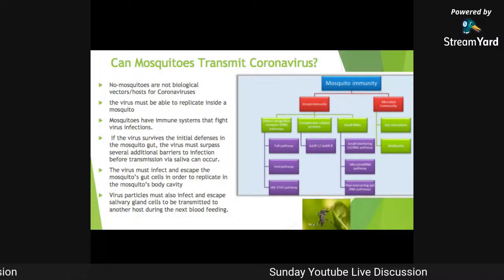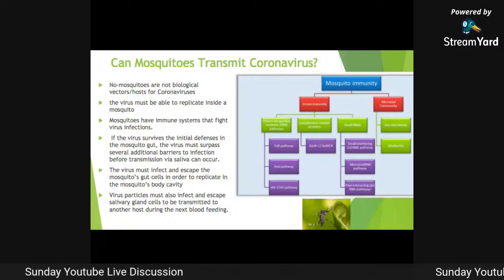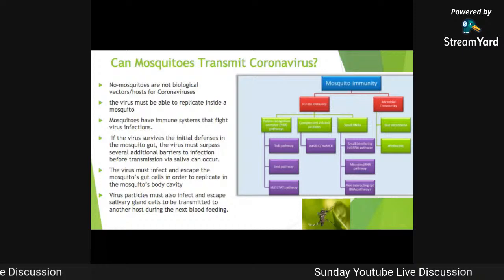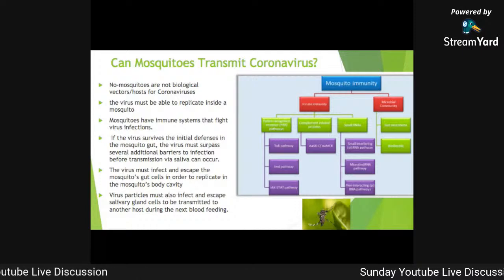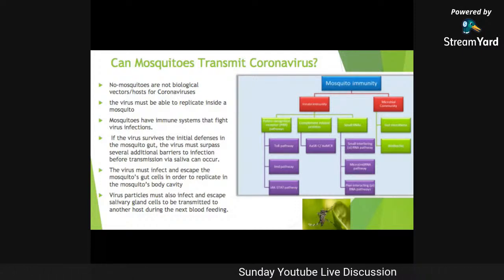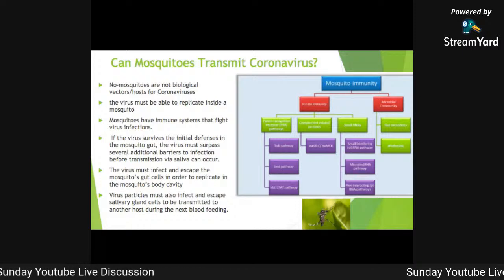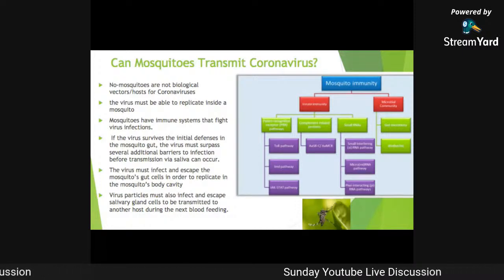The virus must infect and escape the mosquito's gut cells in order to replicate in the mosquito's body cavity. Virus particles must also infect and escape salivary gland cells to be transmitted to another host during the next blood feeding. So there's a whole lot of steps that will have to be taken.